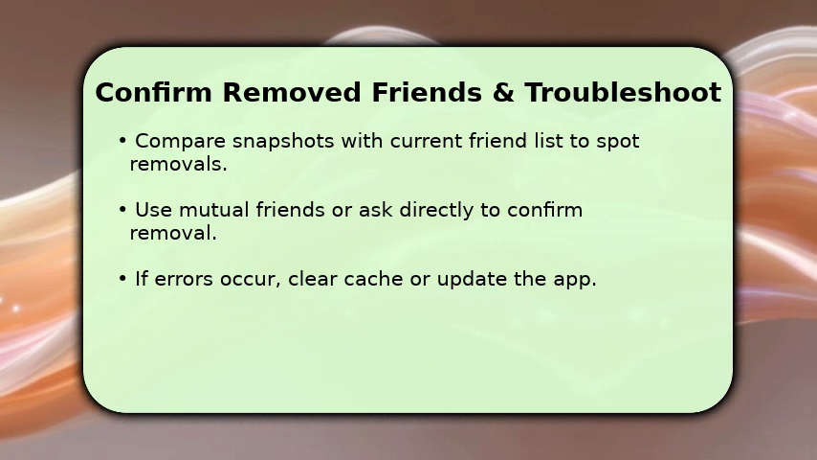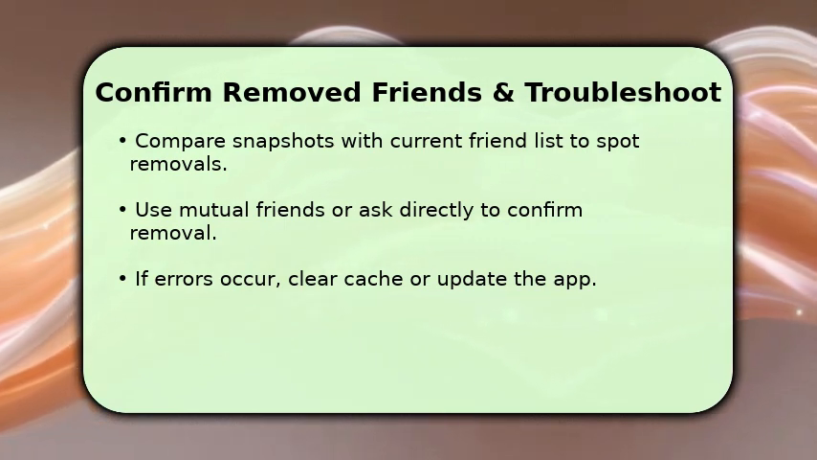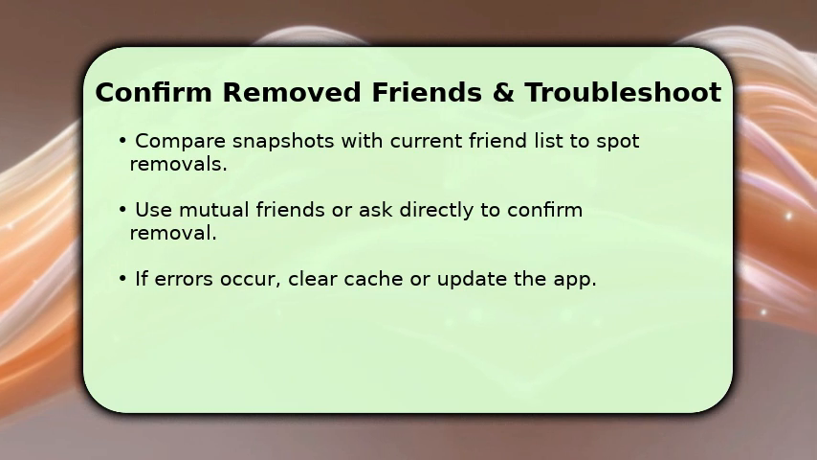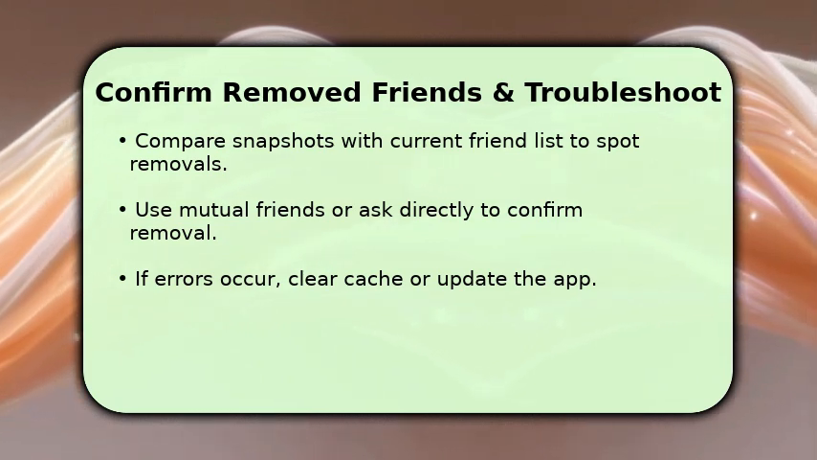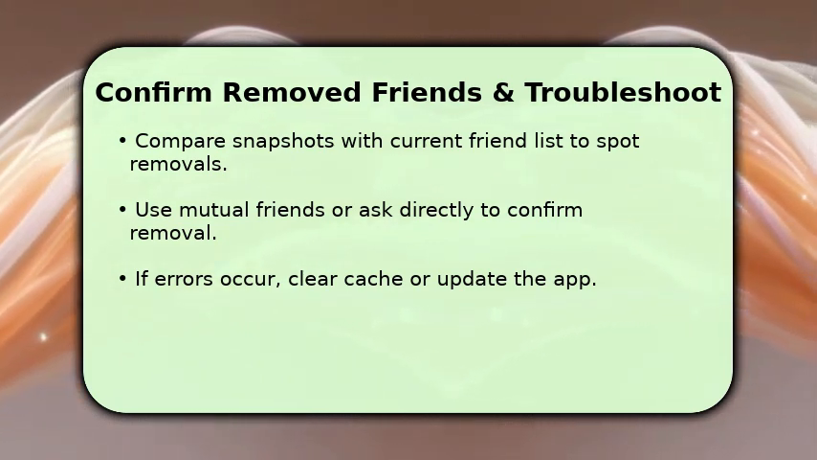If you see inconsistent data, clear Snapchat's cache and restart the app, or update to the latest version. This often resolves missing or stale friend list issues.